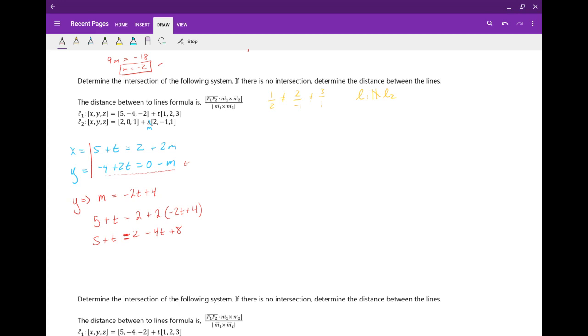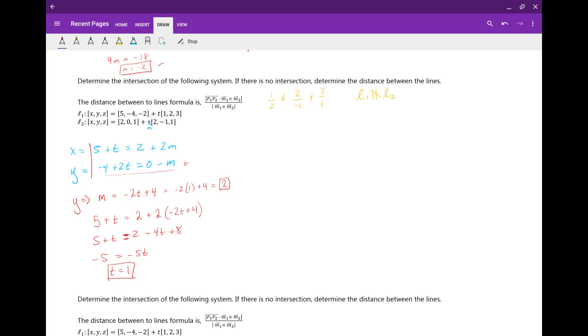So that's going to be -5 equals -5t. Is that right? It appears that t equals 1. All right, if t equals 1, then m equals 2, because negative 2 times 1 plus 4 equals 2. So m equals 2 and t equals 1.